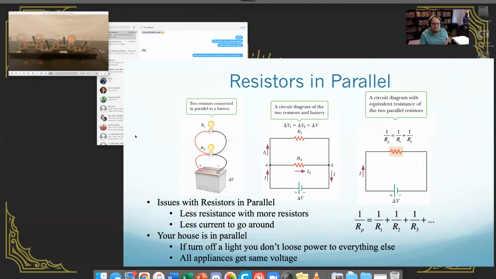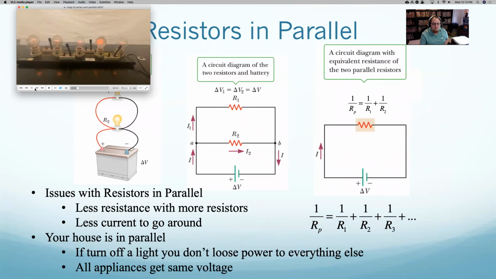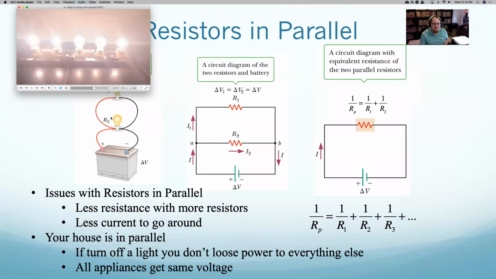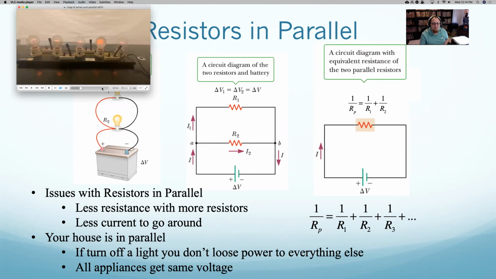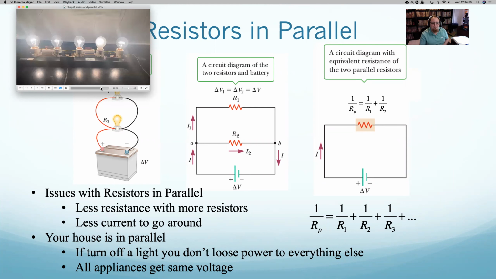If I take my light bulbs and put them in parallel instead, which I can do by flipping all these switches, and turn it back on, they're all much, much brighter than they were in series. They're all much, much brighter because they're all getting the same voltage. Where here, they got very little voltage. The 120 volts of the wall got split between them. But here, they're each getting the 120 volts of the wall.